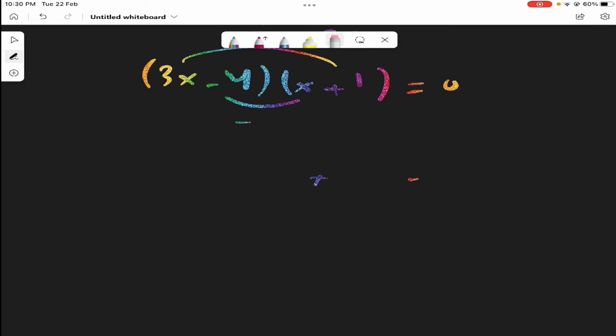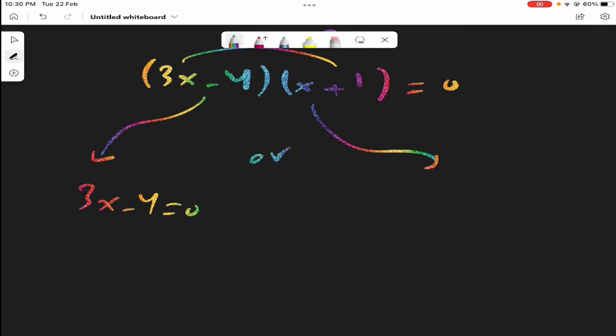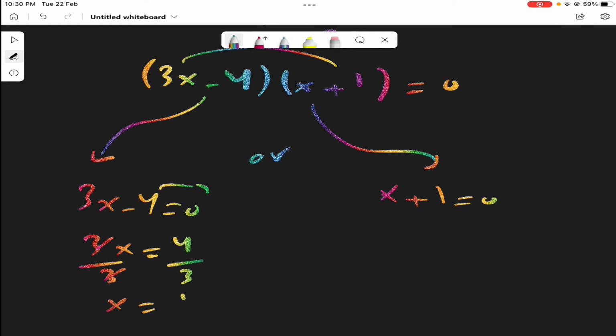So I solve 3x minus 4 equal to 0, or x plus 1 equal to 0. 3x is equal to 4, divide by 3, x is equal to 4 over 3, or x equals negative 1.